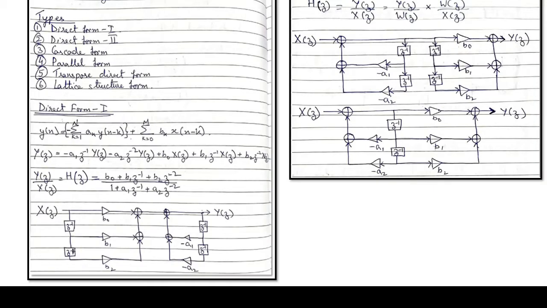Now coming to the structure realization methods, there are six methods basically: direct form 1, direct form 2, cascade form, parallel form, transposed direct form, and lattice structure form. We will not go into the details of the lattice structure form. We will concentrate our lecture on the first 5 forms.